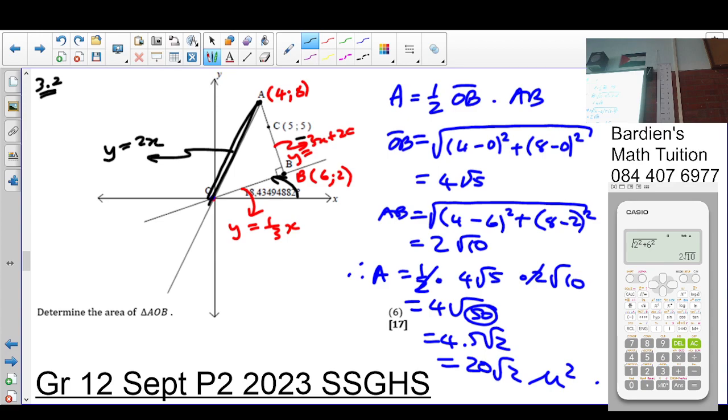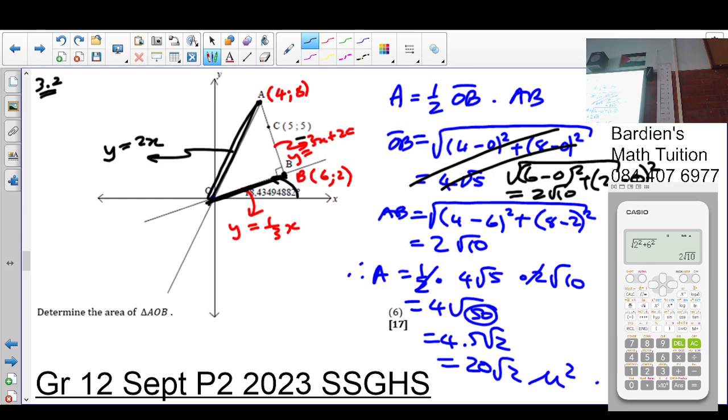Oh, I see. I used AO. It must be OB. I write OB, but I use the wrong values. So that's going to be the square root of 6 minus 0 squared plus 2 minus 0 squared. That then gives me an answer of 2 root 10.